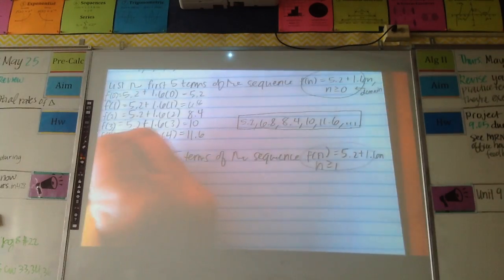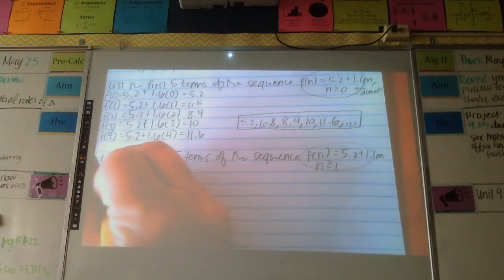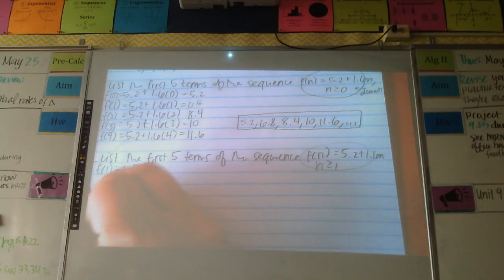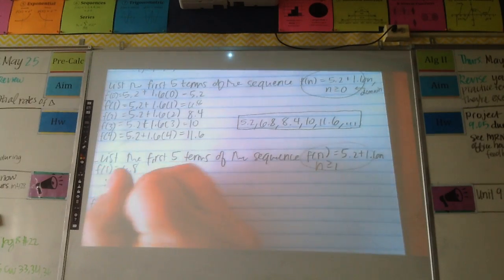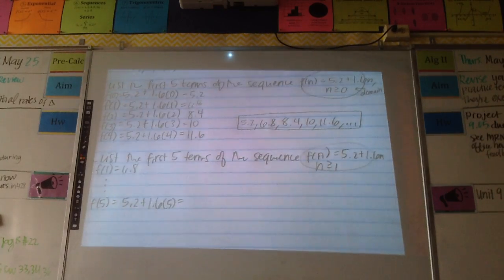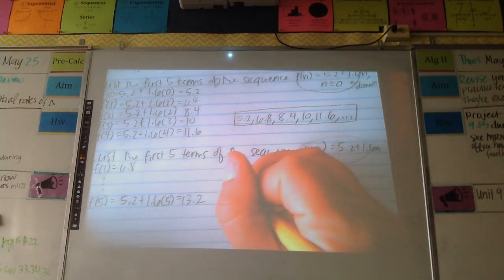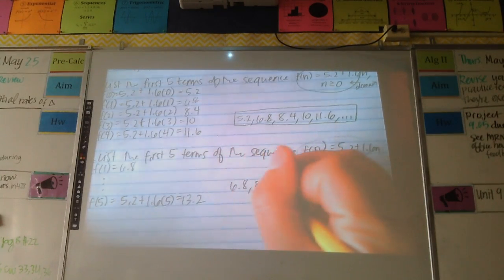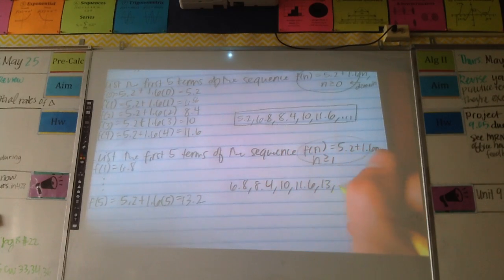Well, we already know that f of 1 is 6.8, and f of 2, and f of 3, and f of 4 we already know. This time we'll have to find f of 5. We substitute, and you get 13.2. So here my first 5 terms are 6.8, 8.4, 10, 11.6, and 13.2, and so on.